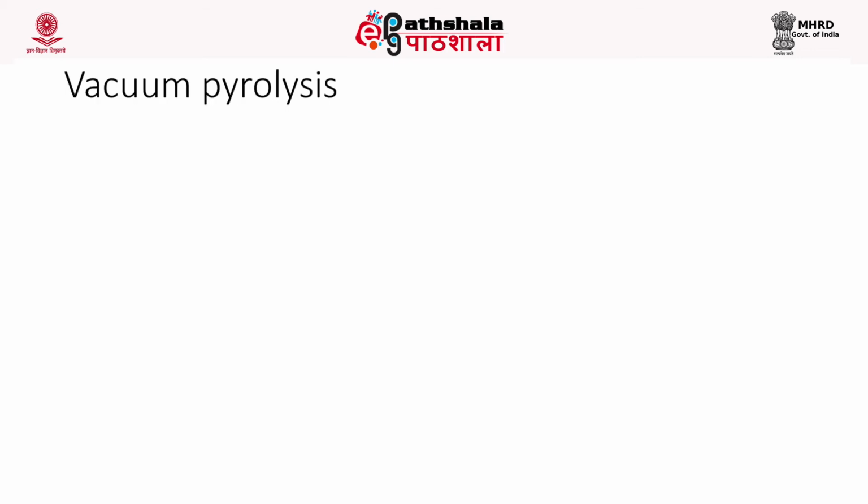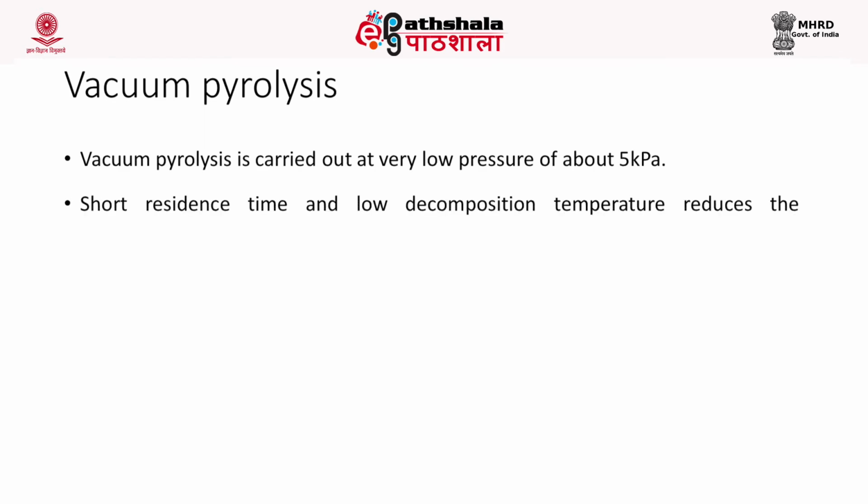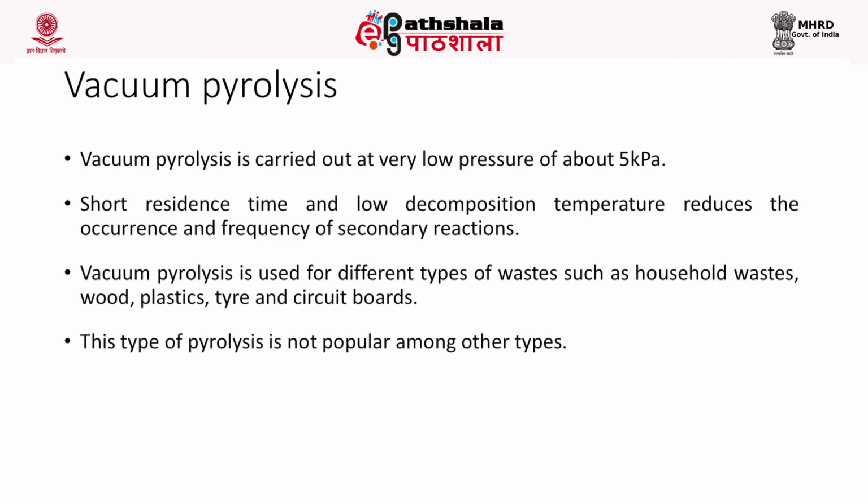The vacuum pyrolysis is carried out at a very low pressure of about 5 kilopascals. It involves a very short residence time and a low decomposition temperature that reduces the occurrence and frequency of secondary reactions. Vacuum pyrolysis can be used for different types of waste, starting from household waste, wood, plastic, tyre, and even circuit boards can be pyrolyzed. This type of pyrolysis is not popular among the other types.